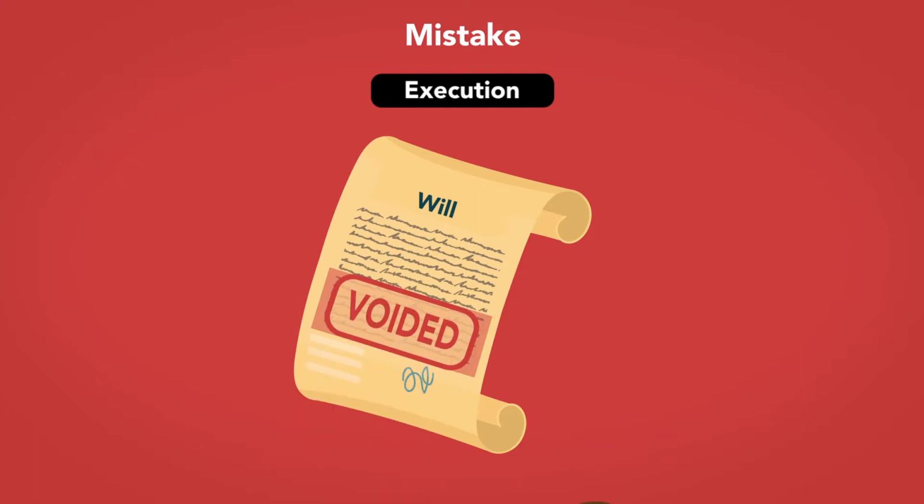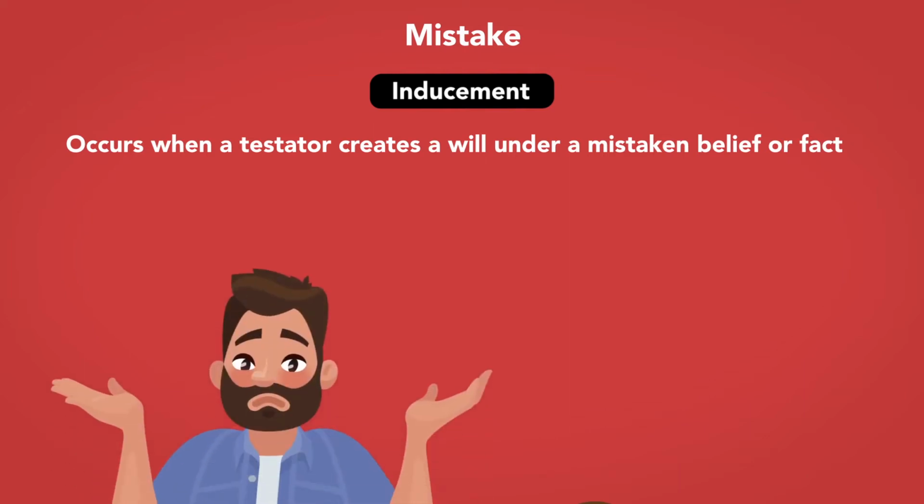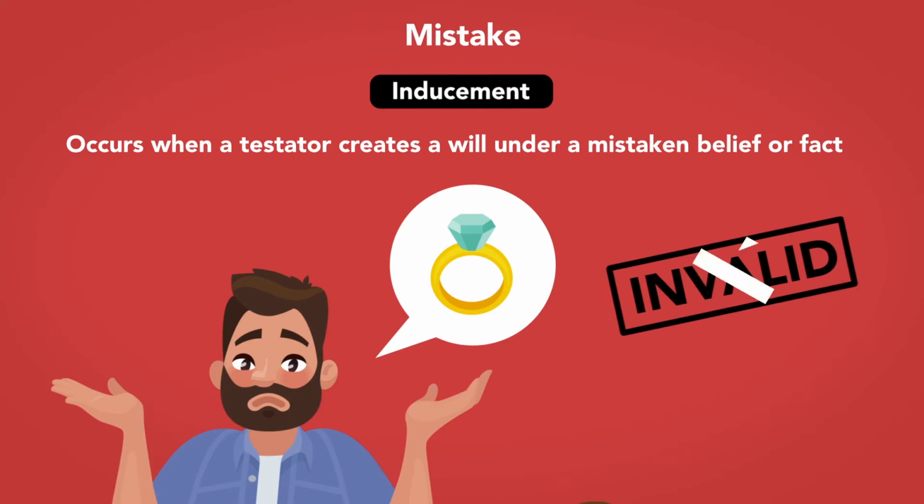On the other hand, a mistake in inducement occurs when a testator creates a will under a mistaken belief or fact, such as when a testator believes a living child or spouse is deceased, or when a testator believes a divorce has been finalized. Mistaken inducement generally does not invalidate a will.